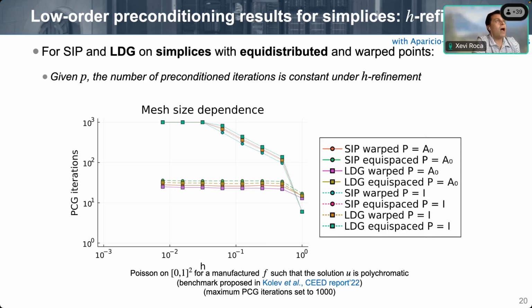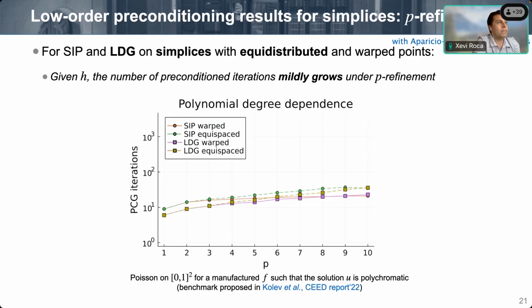Let's see the results under p-refinement. Now, we are not going to consider the case where we don't precondition. We used the non-preconditioned solutions to illustrate what happens when you don't precondition, but we don't care about that now. We are going to use the same manufactured polynomial solution in the unit square. On the x-axis, you have the polynomial degree that goes from 1 to 10, so you're going to do p-refinement. And on the y-axis, you have the number of preconditioned iterations in logarithmic scale.